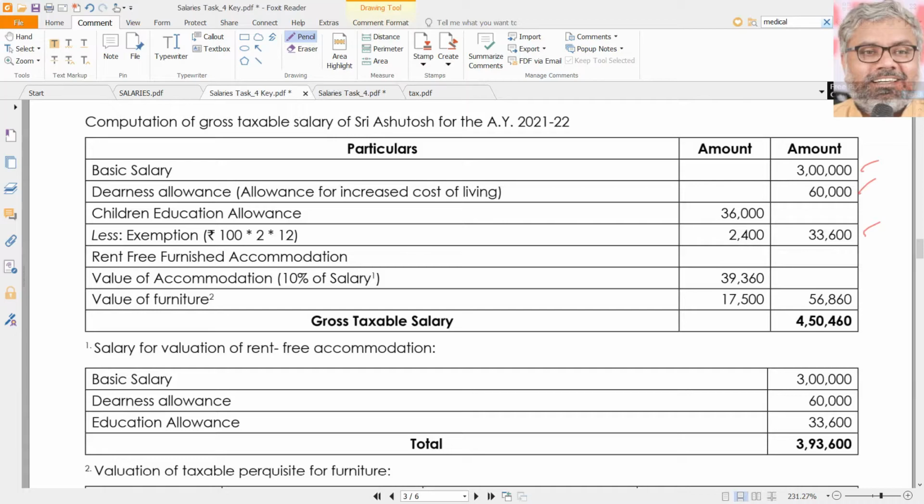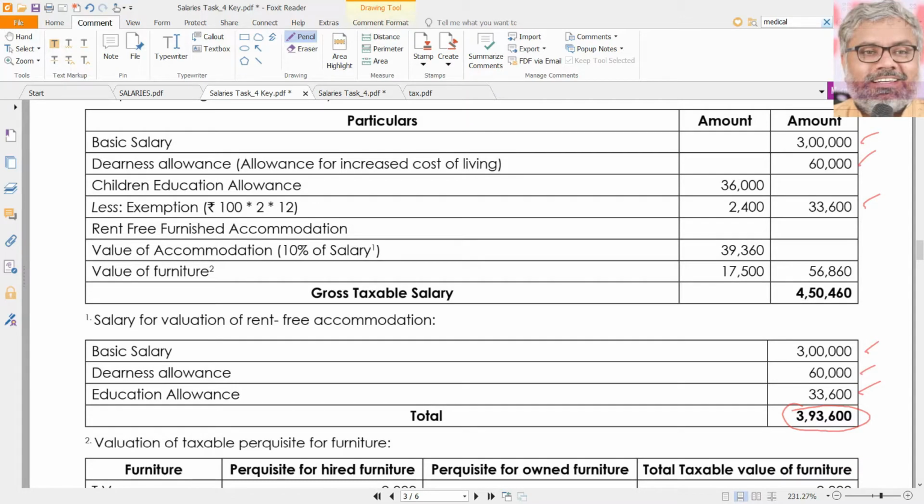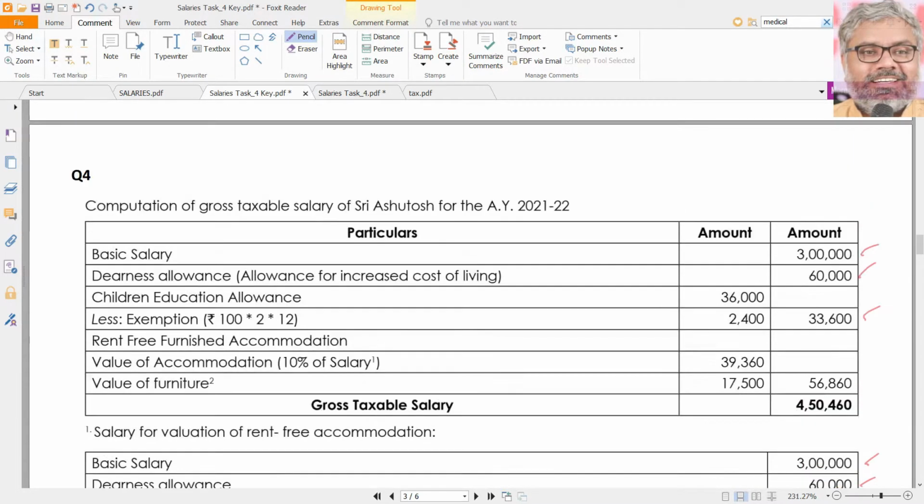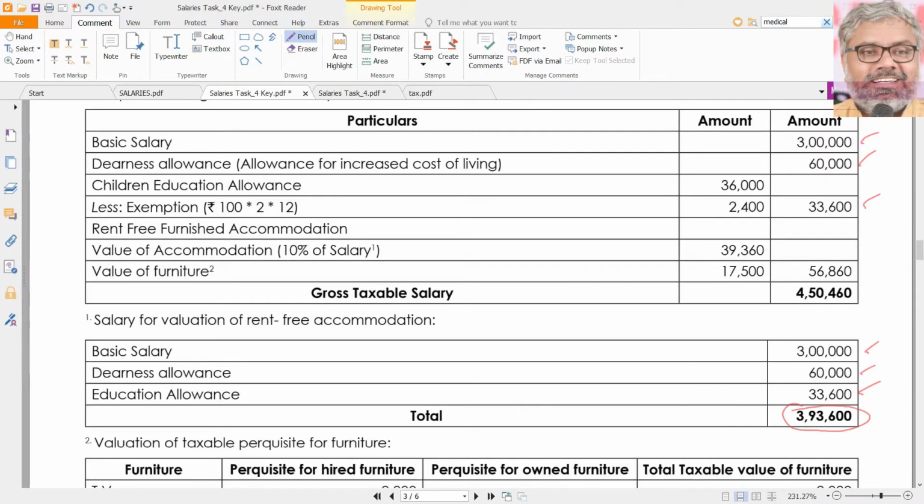For the purpose of valuation of rent-free accommodation, what is salary? All are included because basic salary is included. DA, though it is not given whether it is forming part of retirement benefits or not, we can assume it is forming part, so included. Taxable portion of children education allowance is included, so salary here is 393,600.